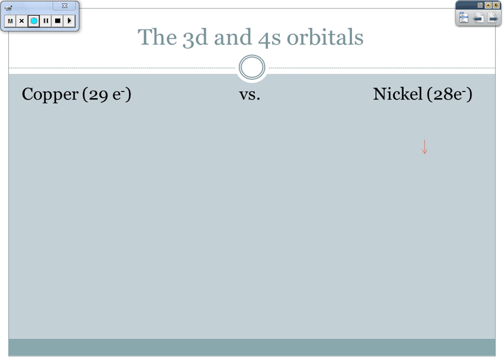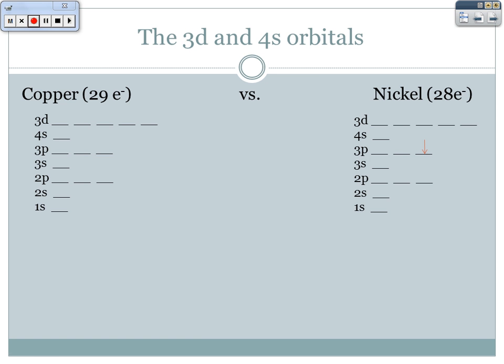So let's look at an example. So if we have copper with 29 electrons versus nickel with 28 electrons. Now, if you've got all the orbitals here, so we've got 28 versus 29, and I'm sorry about that extra electron, I don't know where that came from.